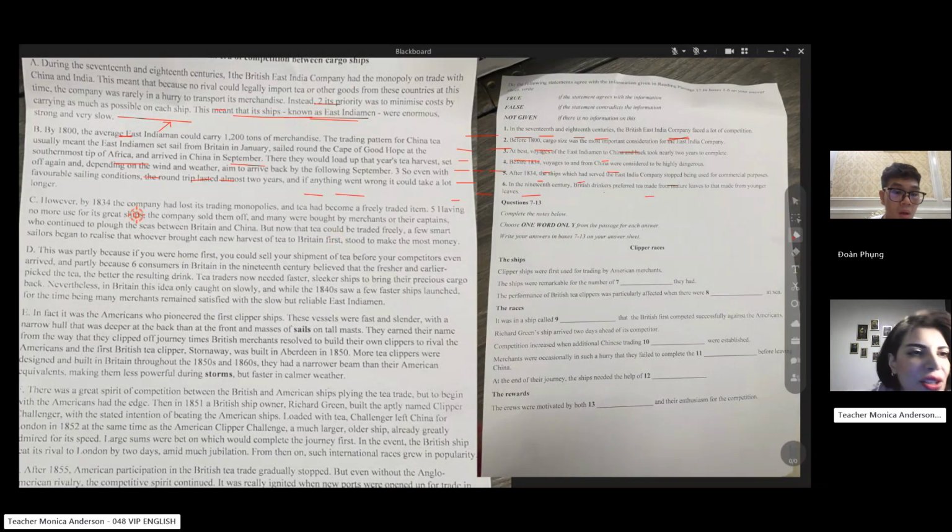Okay, in the 19th century, I'm going to find it. Okay. 19th century. So, in the 19th century, British drinkers preferred to make tea from mature leaves rather than from younger leaves. Okay, younger, mature leaf. Okay, British. So try to find them. 19th century. Britain, okay, so let's see, okay.